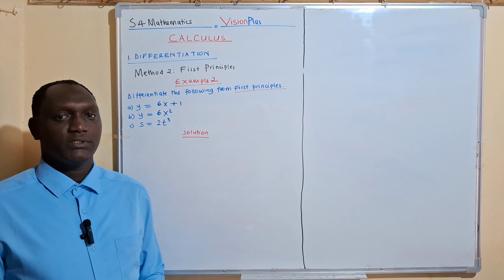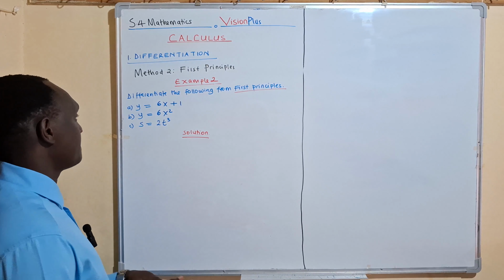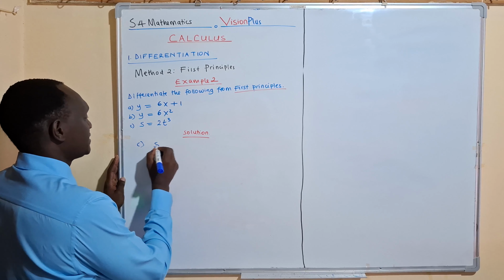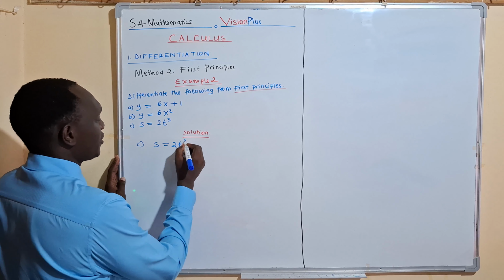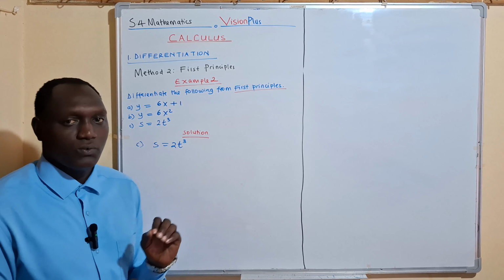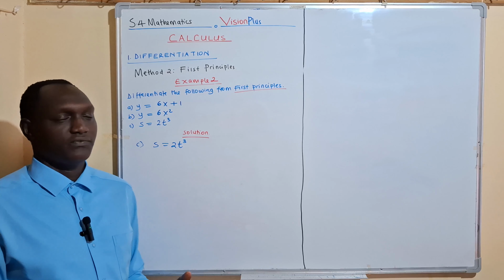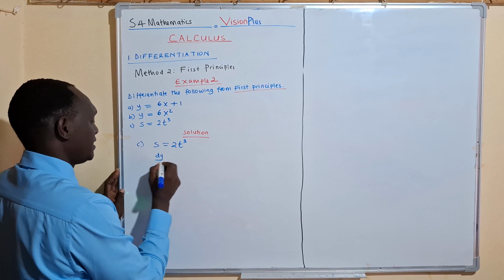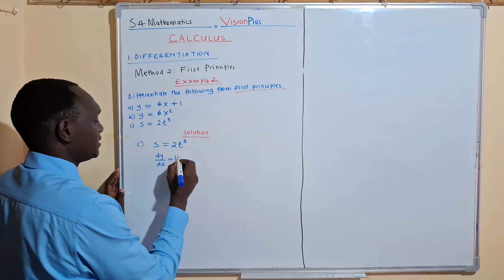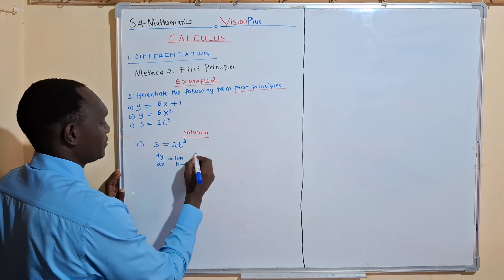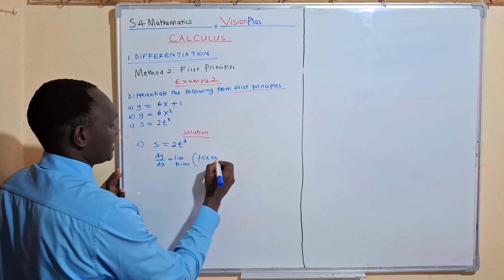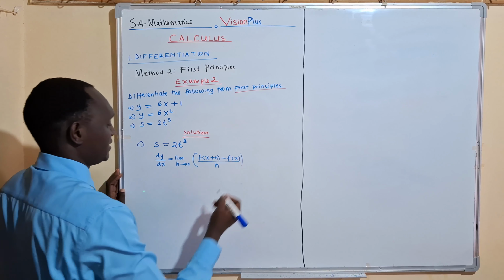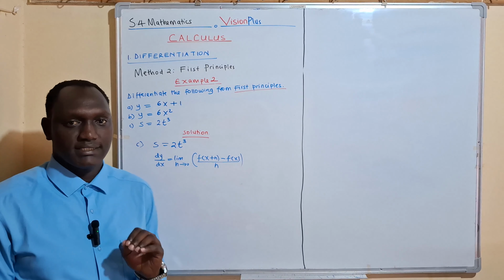Let us now do part C, which is the last part in example 2. Part C has given us the function s equals 2t cubed. Now, what is the formula when we are differentiating from first principles? The formula generally says dy/dx equals the limit as h tends to 0 of f of x plus h minus f of x, all over h. That is what the general function states.